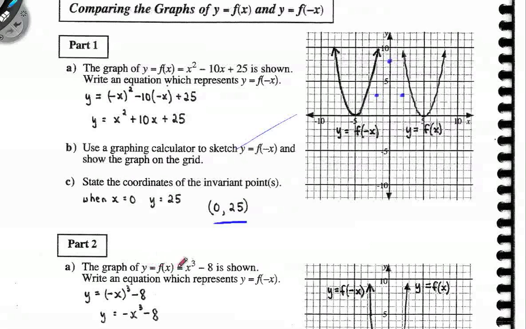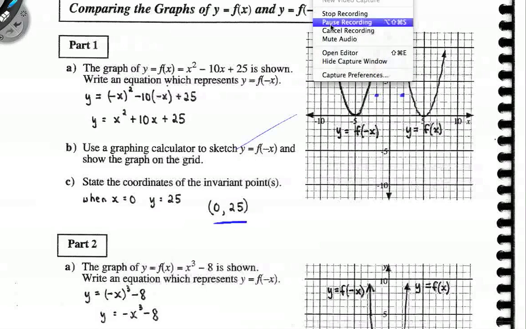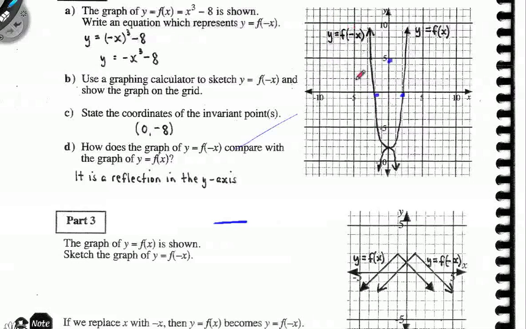The graph of y equals x cubed minus 8 is shown. I'll just scroll down so we can see all of that. Okay, so here's the graph. Let me just clear the screen. And the equation, if we change the value of x, this will become negative x cubed. And negative x cubed would remain negative. It's just like if we have negative 2 and we cube it, it's really negative 8. So we still get negative.